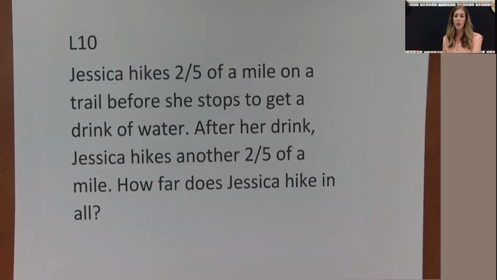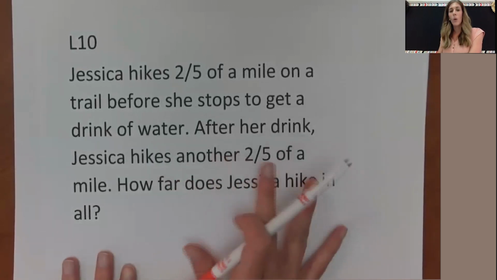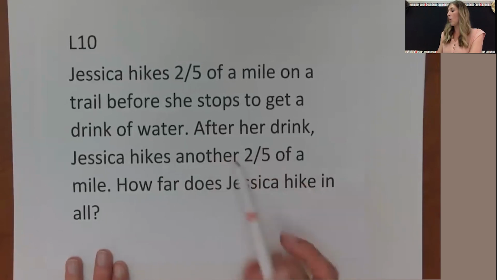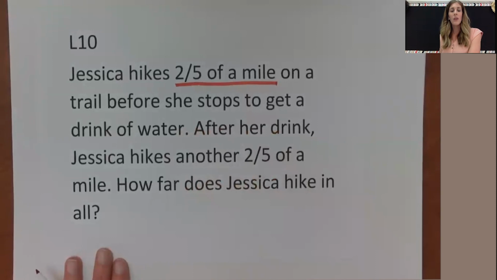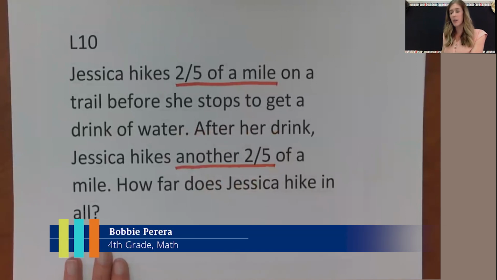So I told you that we're going to be adding and subtracting. So today we have to decide, what does it want us to do? So thinking about those two questions, what do we know? What are we trying to figure out? So let's go back, let's reread and figure out what we know. We know that Jessica's out hiking. We know that she hiked 2/5 of a mile on the trail. Then she stopped to get a drink of water. And after that, she hiked another 2/5 of a mile. And what it wants us to figure out is how far did Jessica hike in all?